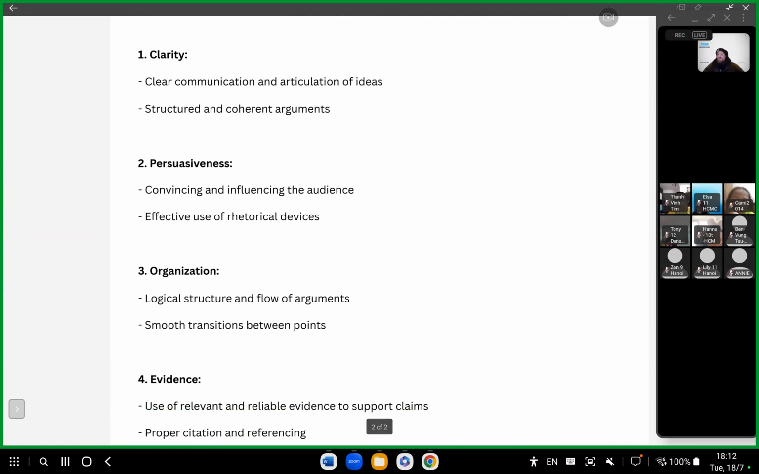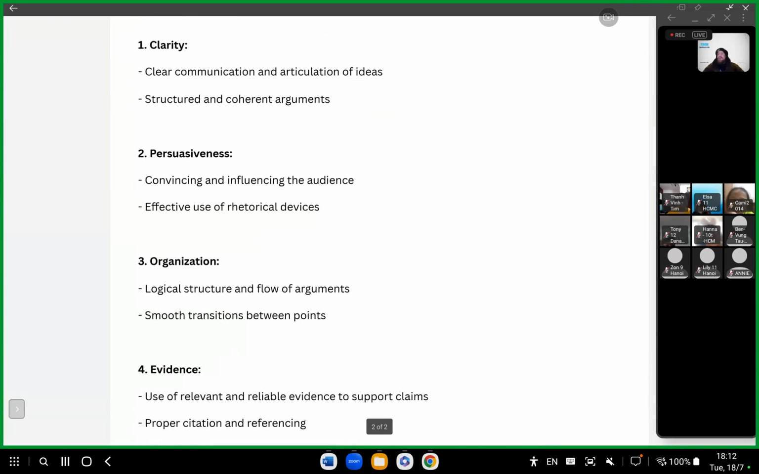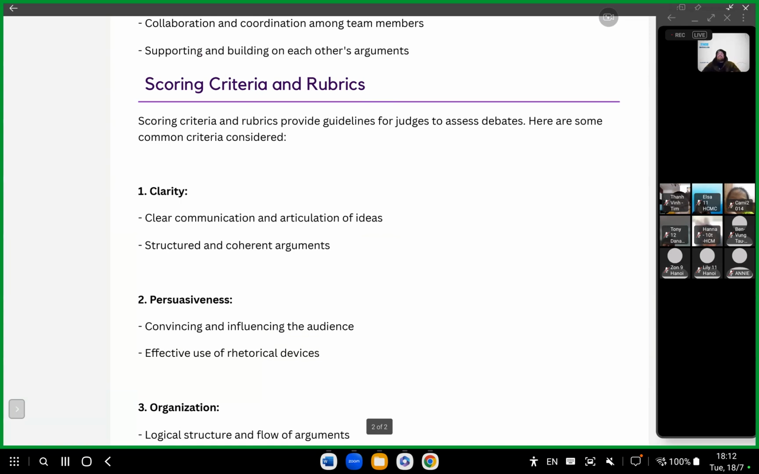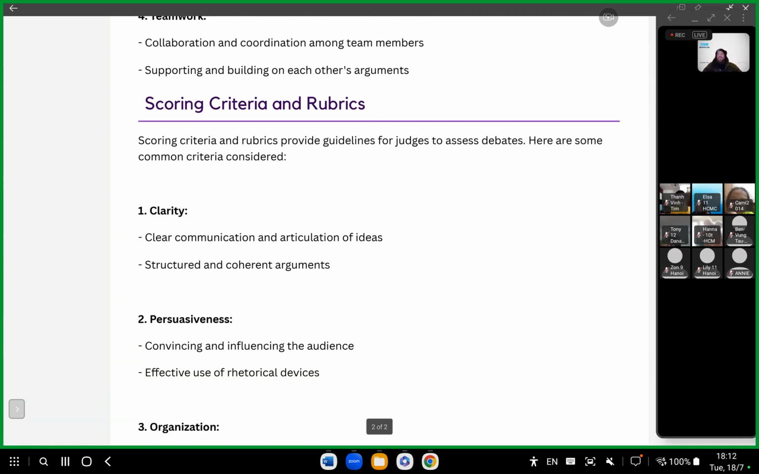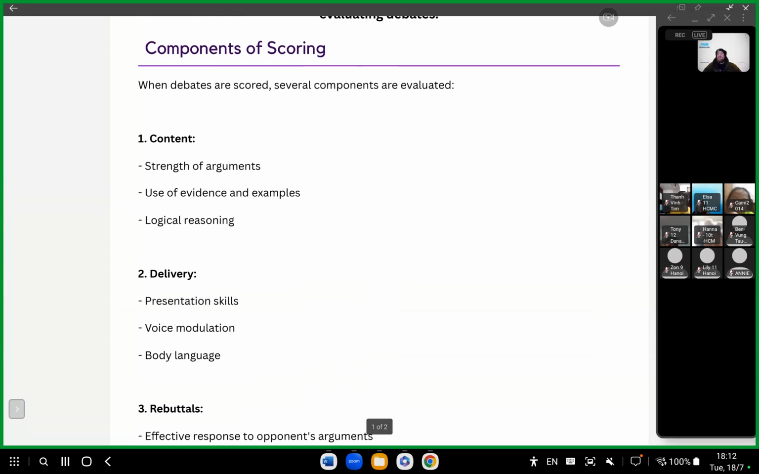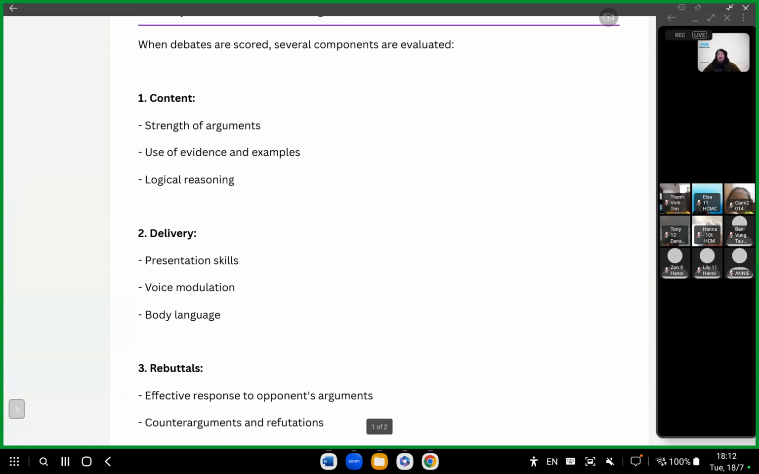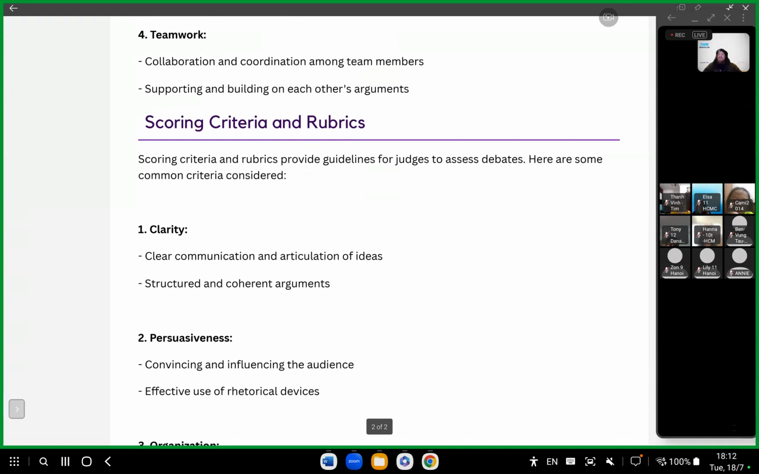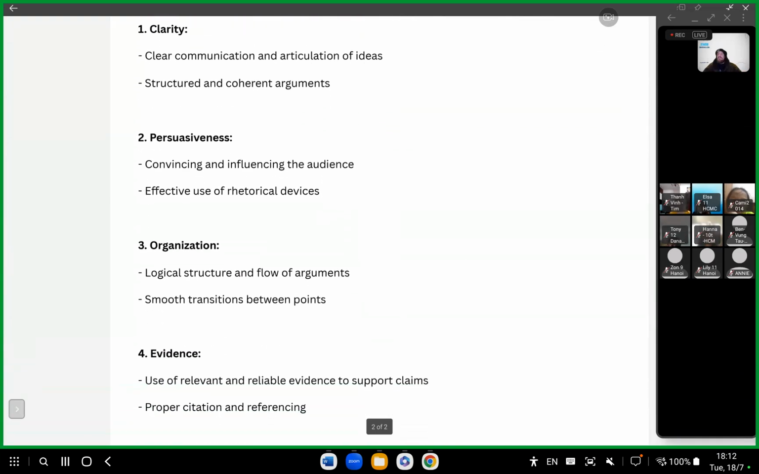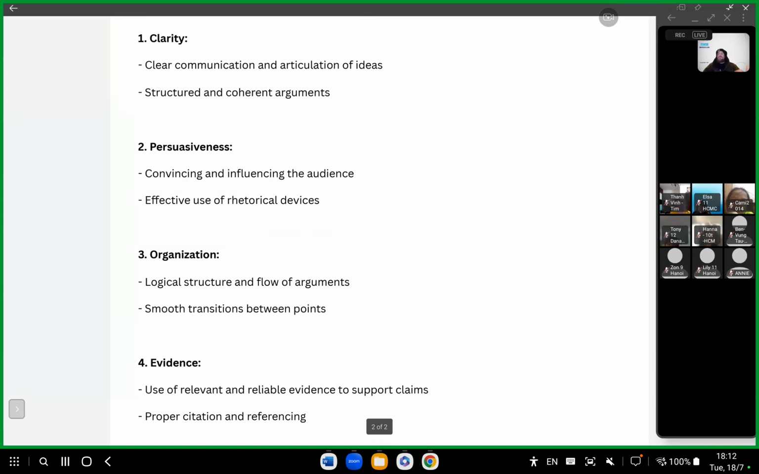So these next 4 points, these are some of the things that the judges look for to assess debates as well. So these are quite similar to the components of scoring we just talked about, but they offer just a little bit different point of view. So the first thing is clarity. So are you communicating your ideas clearly? Do the judges and the audience understand what you're saying?